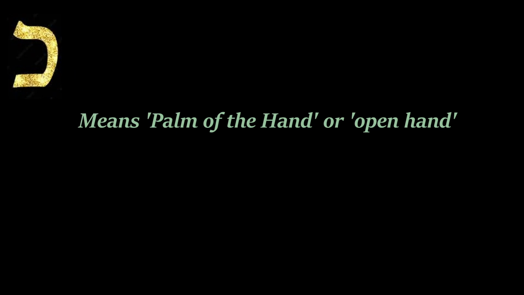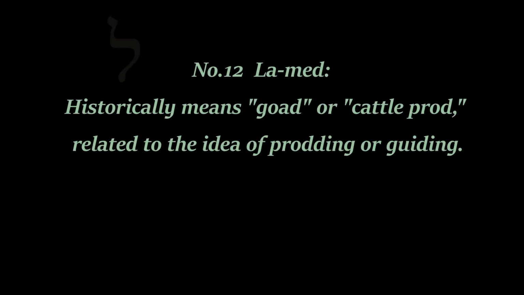Number 11, kaf, means palm of the hand, or open hand, likely originating from a pictogram of a bent hand or open palm, suggesting themes of receiving and giving and generosity and faith, signifying a deal or establishing a covenant. Number 12, lamed, historically means goad or cattle prod, related to the idea of prodding or guiding.